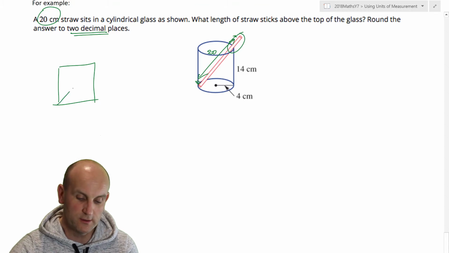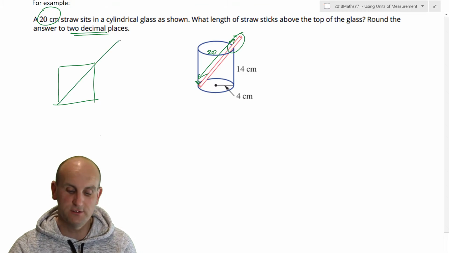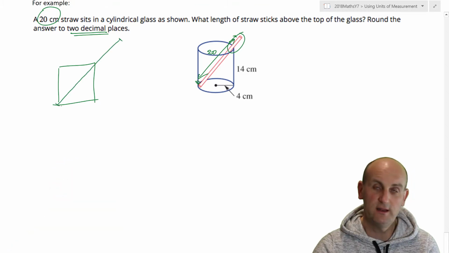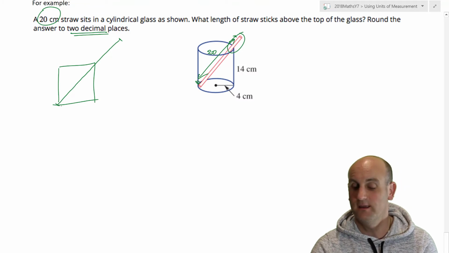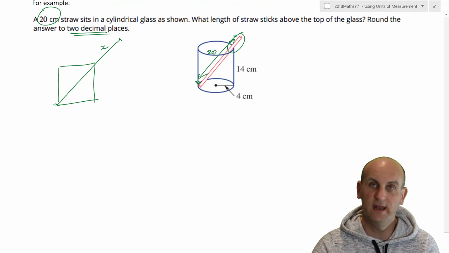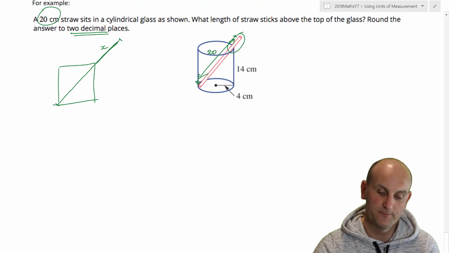I'm going to redraw the diagram like this. So there is my straw. I know that total length there is 20. This is the one I'm trying to find, x, this little bit here that sticks out.